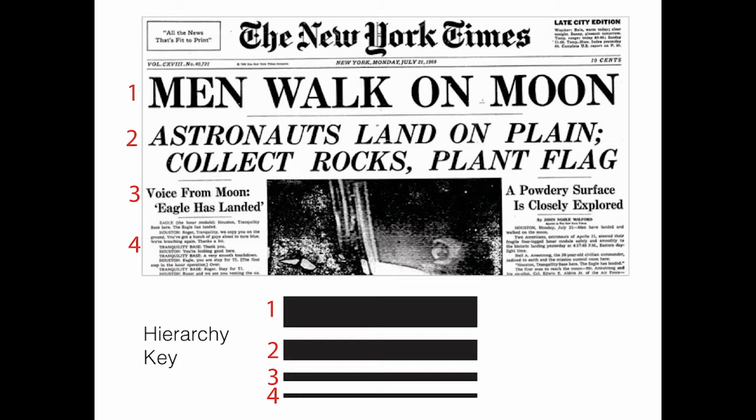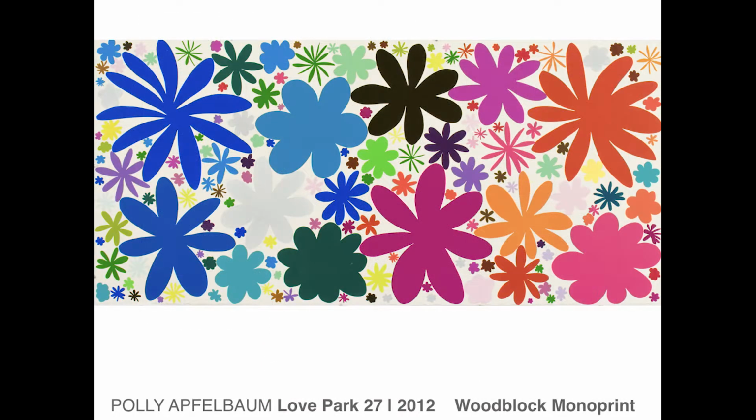If we are breaking this down systematically, like the graphic designer does when creating a layout, we can refer to this scale that's created, if it's very intentional like this, as a hierarchy key. You see there at the bottom, the hierarchy key corresponds to the scale of the text used in the newspaper. Not only do graphic designers do this, but sometimes artists intentionally implement this same idea as well.